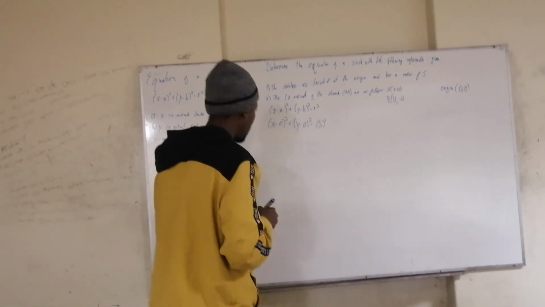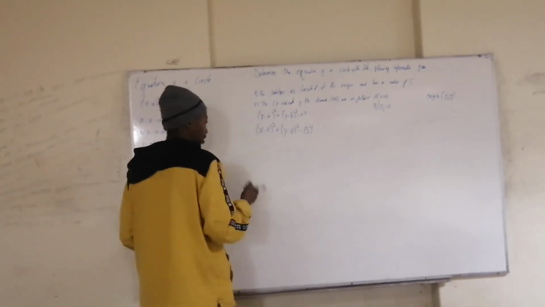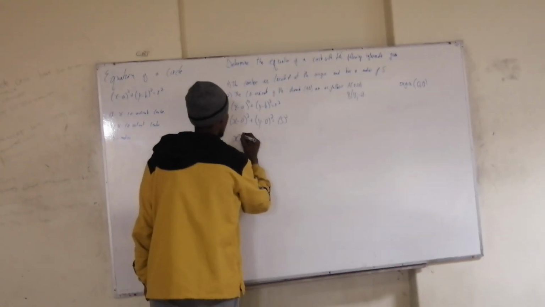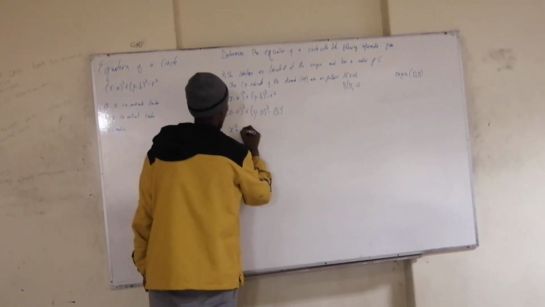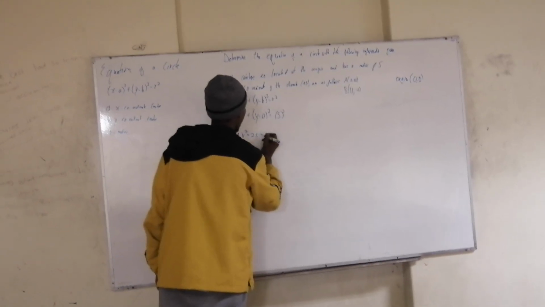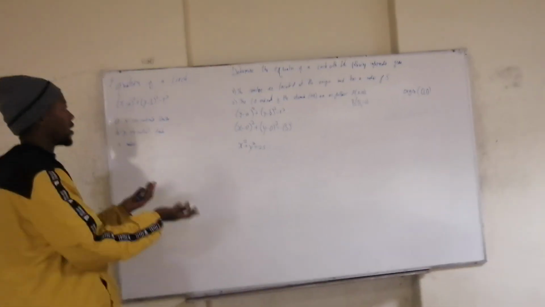Given this information, we know that anything minus 0 remains the same, so the final answer will be x squared plus y squared is equals to 25. You can pause the video and write this down.